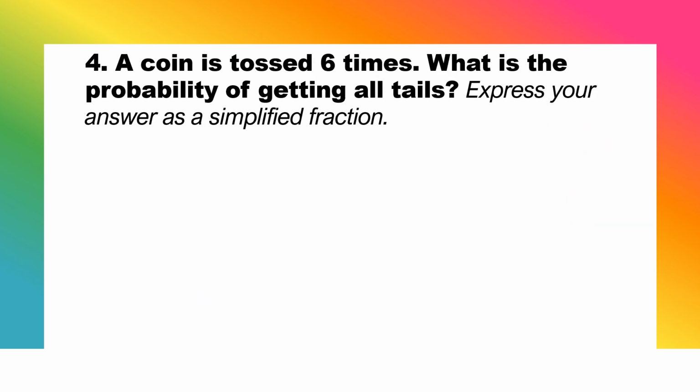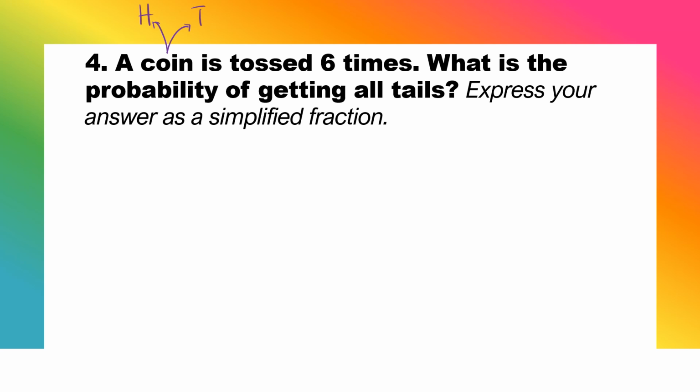All right, let's look at a harder question. This question says a coin is tossed 6 times. So we know with a coin we can either get heads or tails. Right, so with a coin we have 2 possible outcomes for each coin. We could have heads or tails. It says, what is the probability of getting all tails?